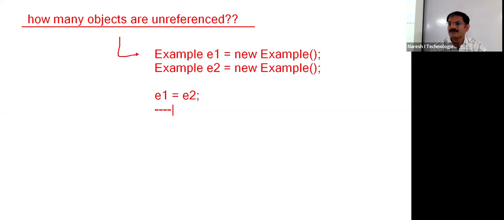Which object is eligible for garbage collection? 10 10 and 20 20. 10 10 is eligible for garbage collection. Tell me now, 20 20 object is pointed to by how many reference variables? 2. Now I am writing E2 equal to new Example.